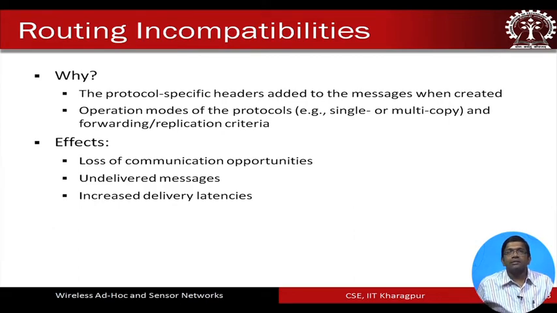The second thing is the operation modes of the protocols. For example, one protocol might follow single copy routing, another might follow multi copy routing, and the forwarding and replication criteria could also be different, so further routing incompatibilities might arise. In terms of effects, what is going to happen because of these incompatibilities? There will be loss of communication opportunities, undelivered messages, and increased delivery latencies.